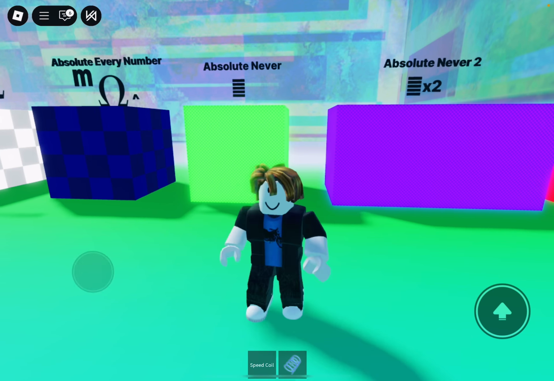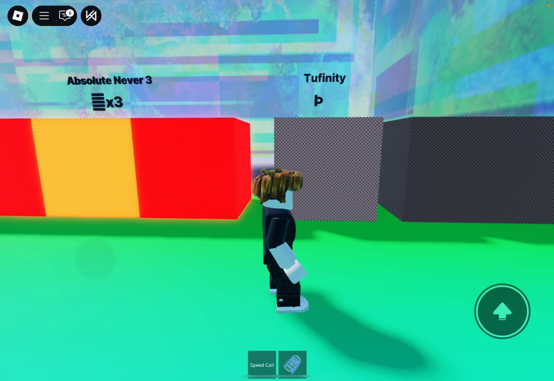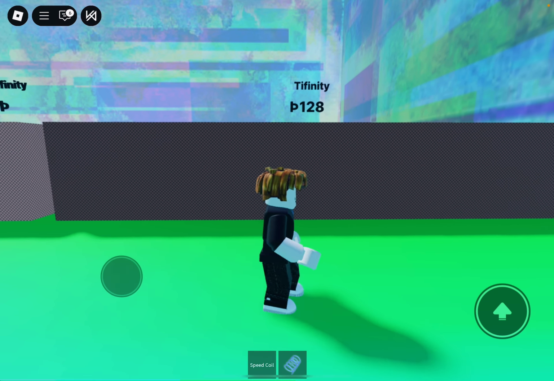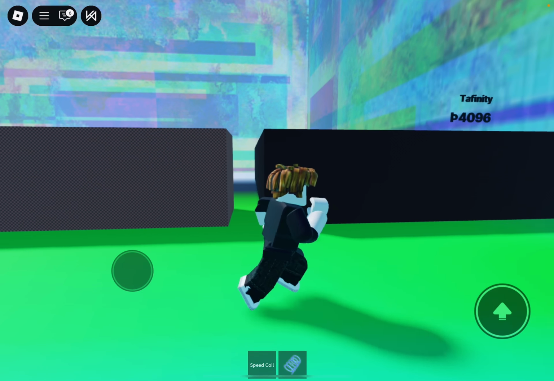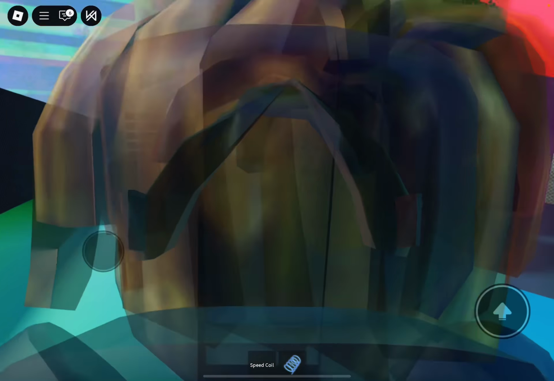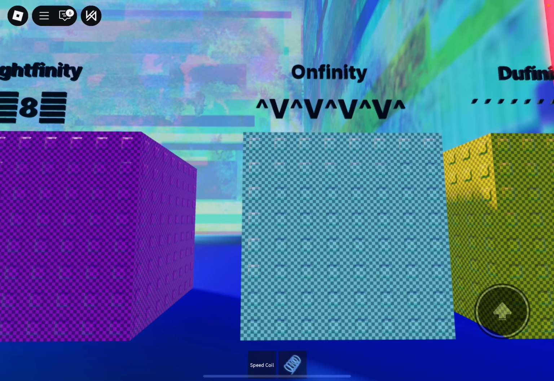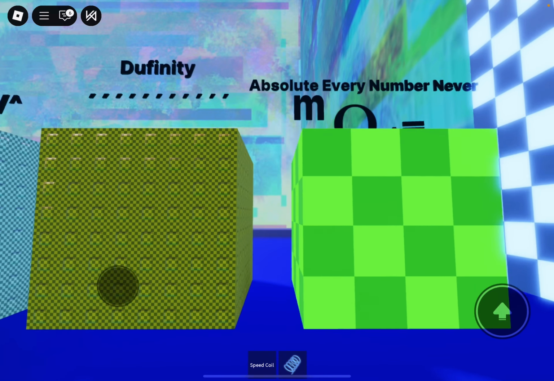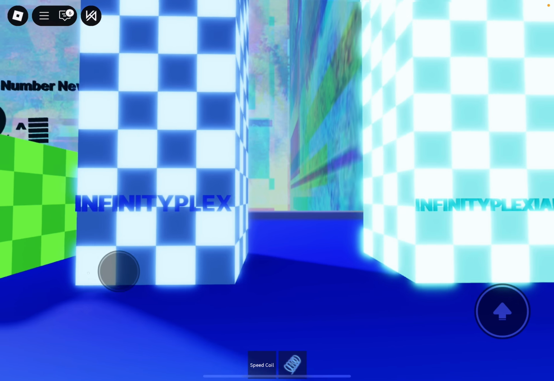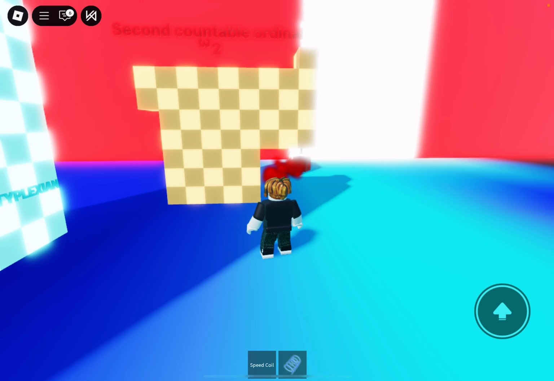Absolute never. Absolute never 2. Absolute never 3. Truefinity. I mean, twofinity. Tifinity. Tafinity. Onefinity. Twofinity. Eightfinity. Onfinity. Dofinity. Absolute every number never. Infinityplex. Infinityplexian. Second countable ordinal.